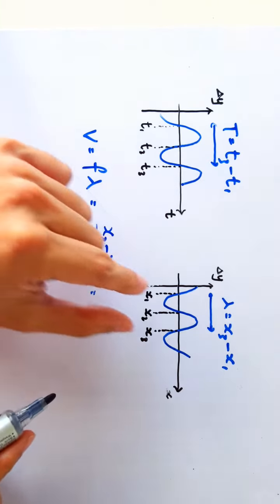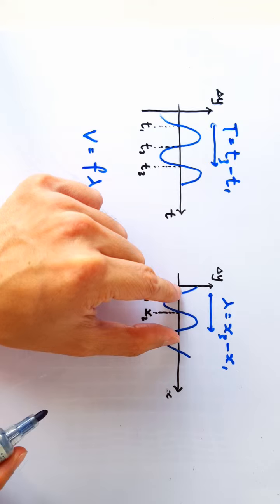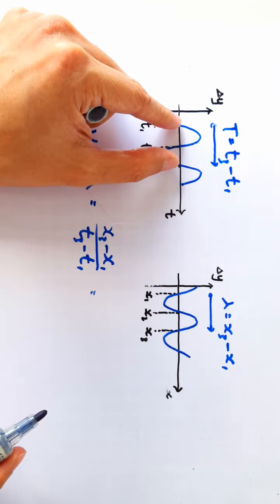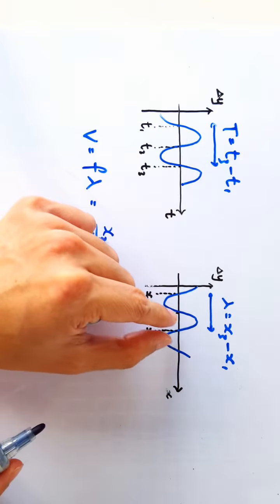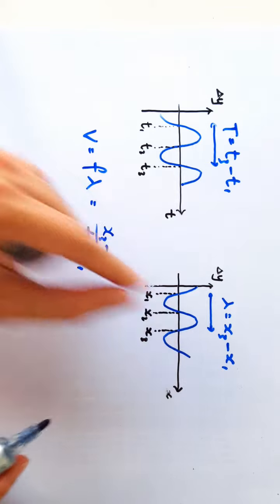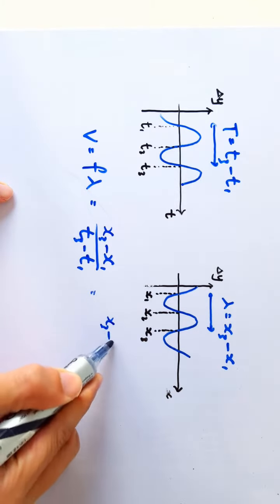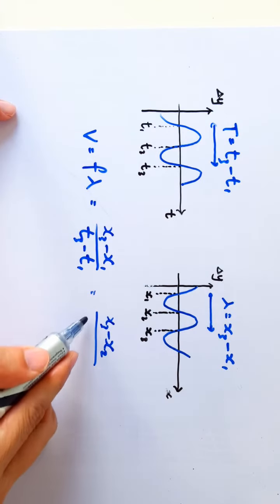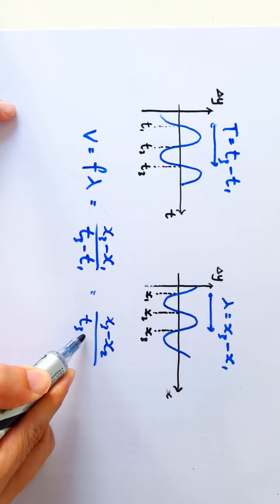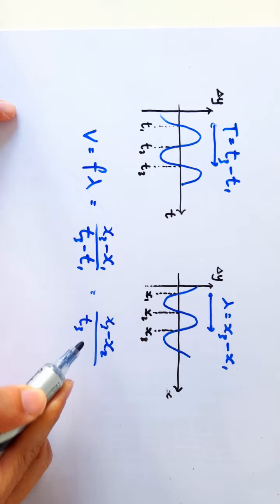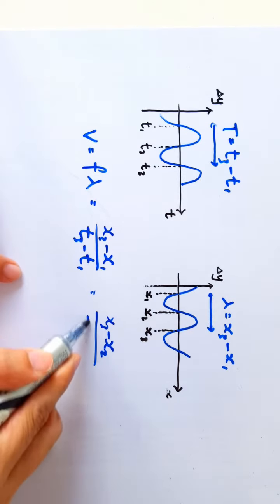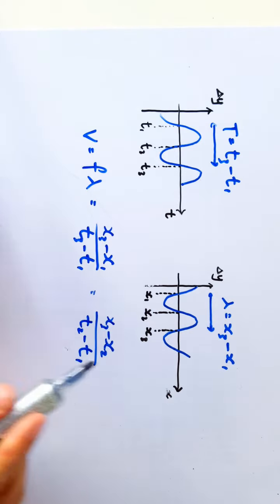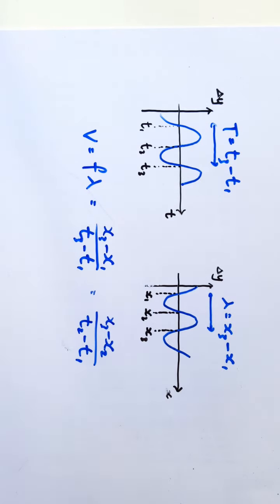So instead of doing one full wavelength divided by one full period, we can always do half a wavelength, which is x3 minus x2, divided by half a period, which can be written as t3 minus t2. Of course, we can always write it as t2 minus t1. So that's the answer. Easy.